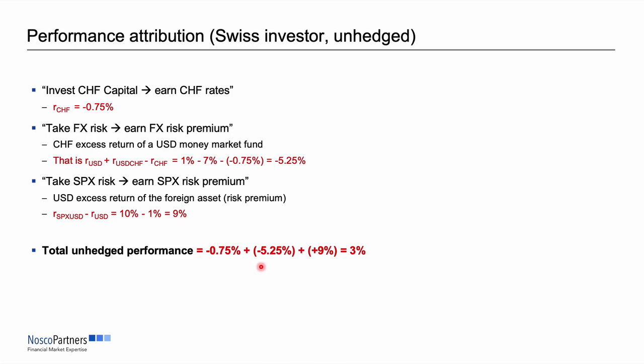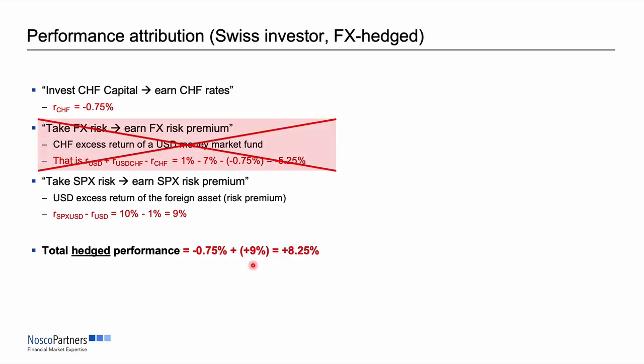So the hedged performance of our Swiss investor, the FX hedged performance, would still be the minus 75 basis points for committing the capital, and the 9% excess S&P return. So he would get minus 75 basis points plus 9%, which is 8.25%. Now, what is interesting here and very important to realize is that the US investor and the FX hedged Swiss investor do not earn the same return.